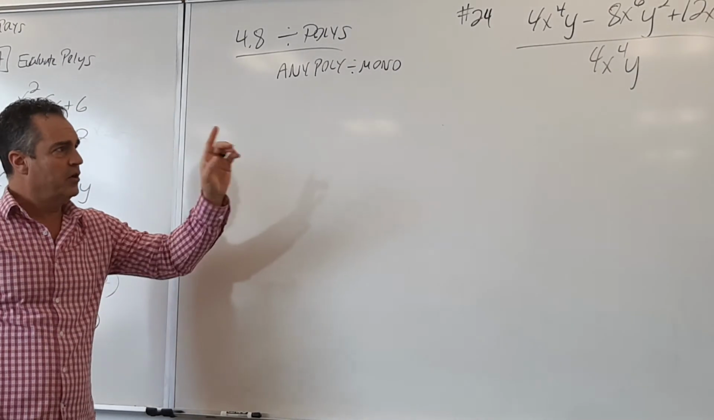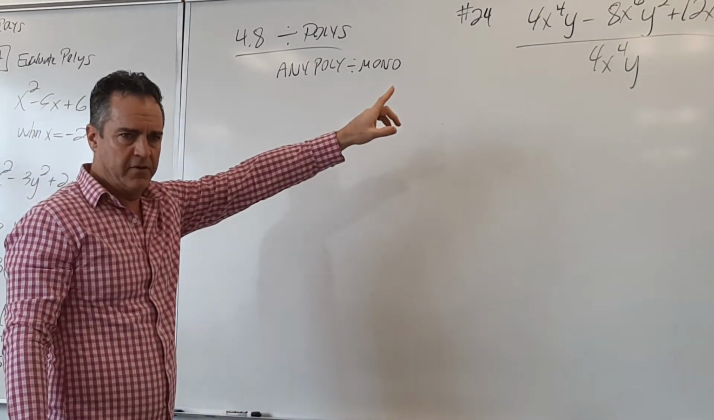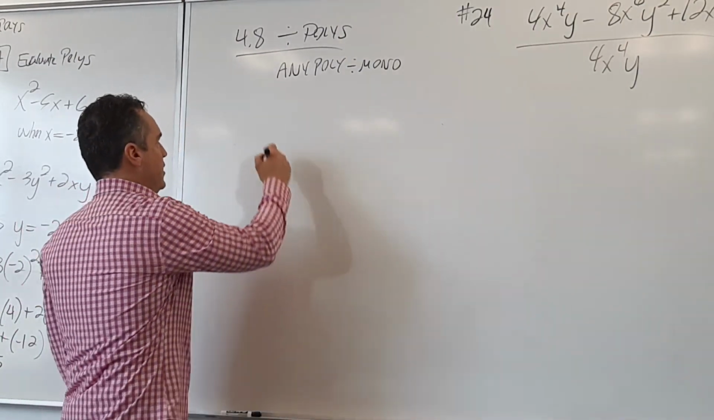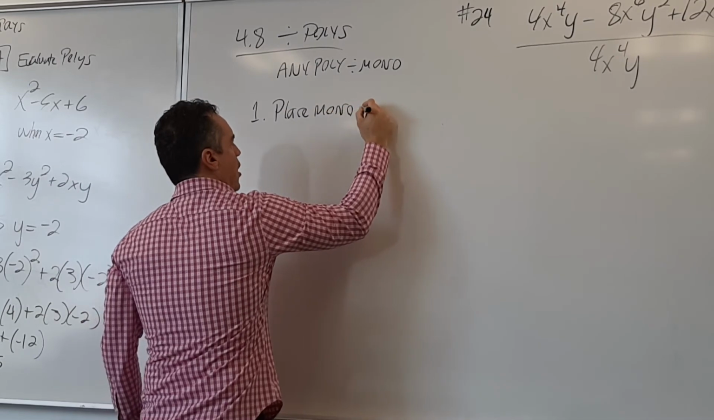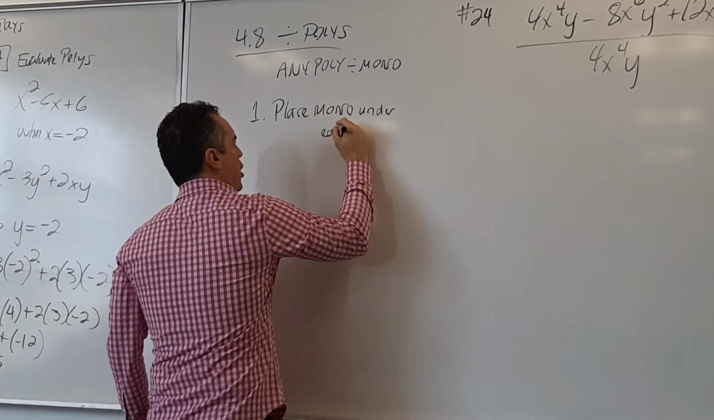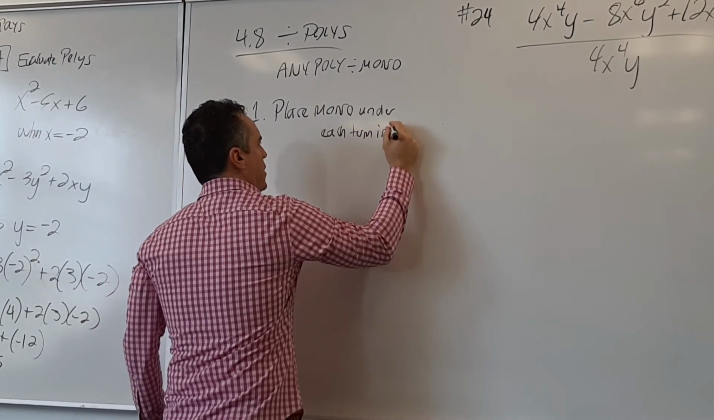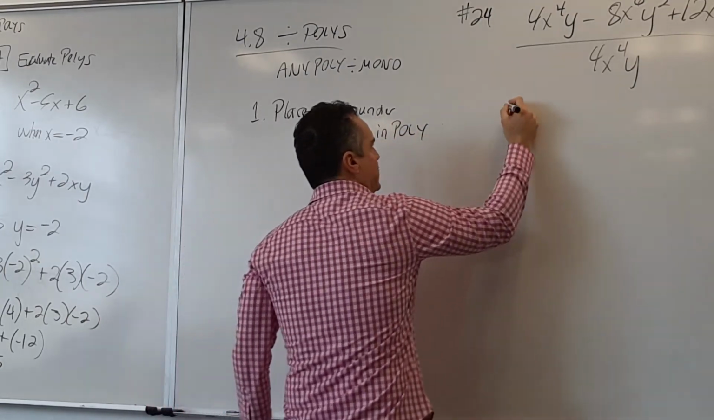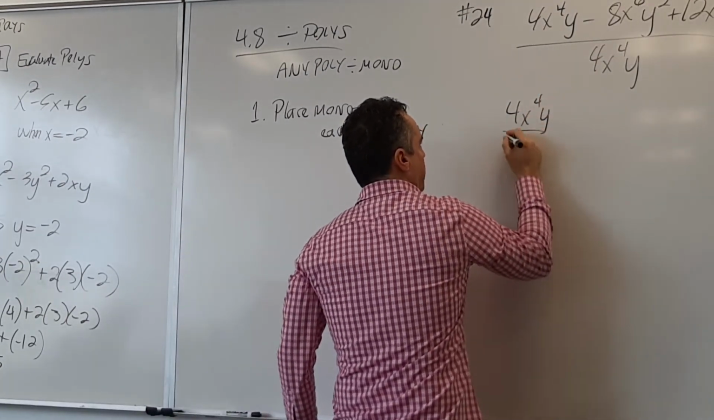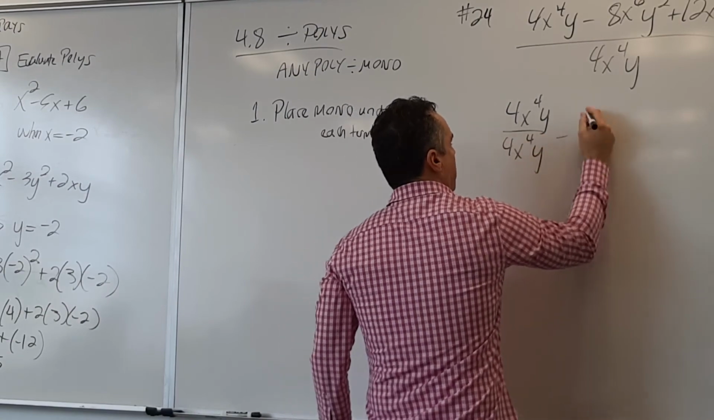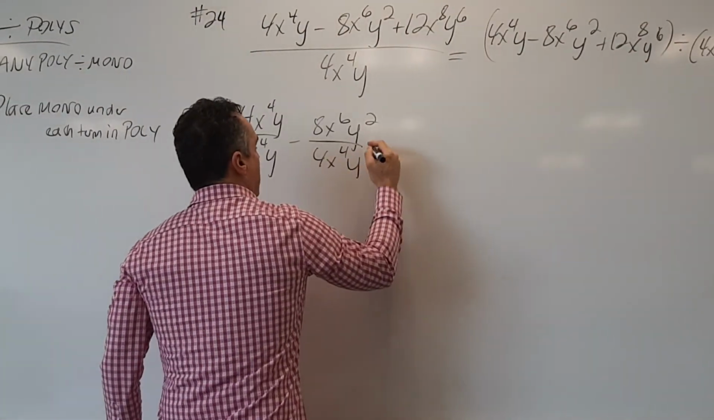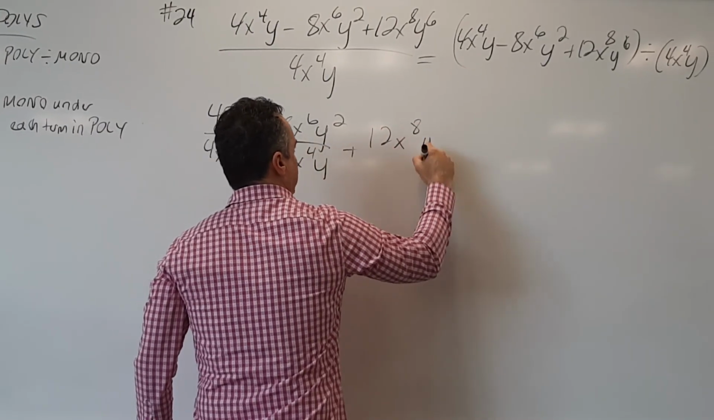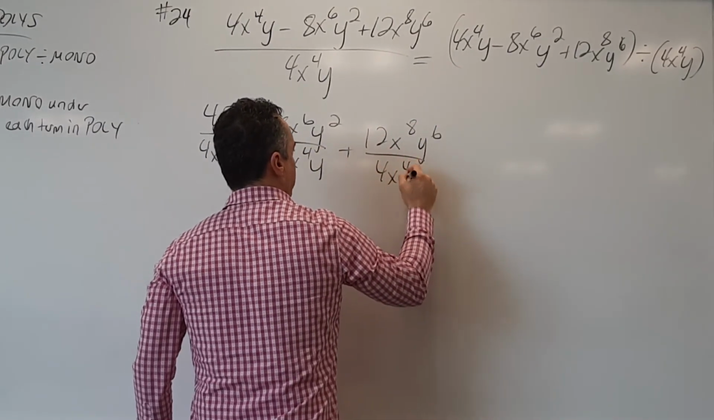We're going to do the hardest problem right now. That's the hardest problem in the homework right there. Watch this. Step number 1, place the mono under each term in the poly. So we're going to take 4x to the 4th y and put it over 4x to the 4th y, minus 8x to the 6th y squared over 4x to the 4th y, plus 12x to the 8th y to the 6th over 4x to the 4th y.